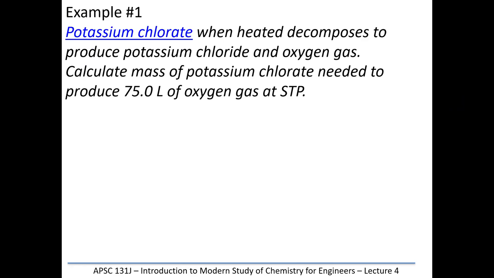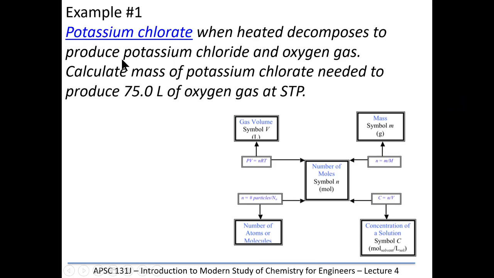So again, potassium chlorate is heated. It decomposes. It makes potassium chloride and oxygen gas. So we're asked to calculate the mass of potassium chlorate needed to produce 75 liters of oxygen gas at standard temperature and pressure. So what we are going to do first is determine the quantity of moles. We're given STP, so we know the temperature, we know the pressure, we could calculate the number of moles of the substance.